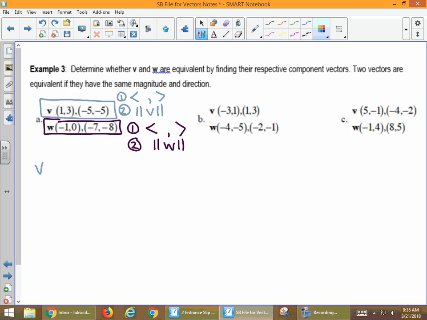So for V, I'm going to do -5 minus 1, -5 minus 3. And I'm going to write it out because writing it out really helps me get it into long-term memory. -6, -8.